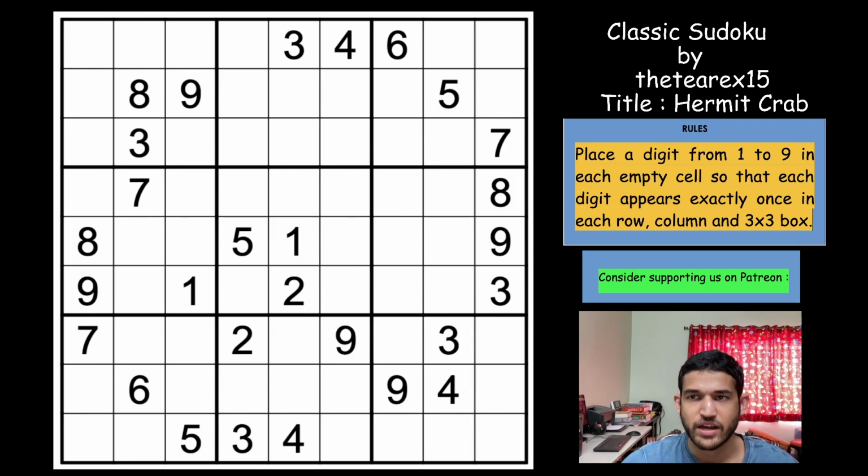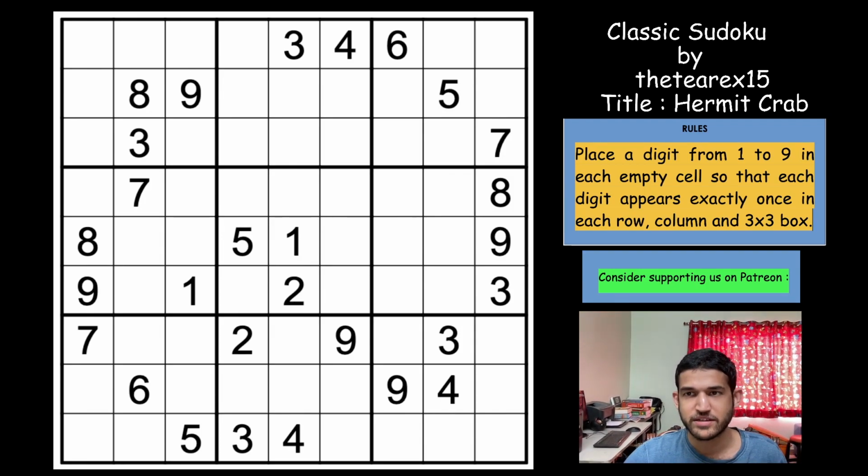I'm here to solve a classic Sudoku created by the T-Rex, and this has been taken from the CTC Discord server. The Sudoku is titled Hermit Crab, and I think the shape is supposed to say something. Normal Sudoku rules apply: each row, each column, and 3 by 3 box in the grid has digits 1 to 9 without any repetitions. And with that, I'll start this Sudoku.